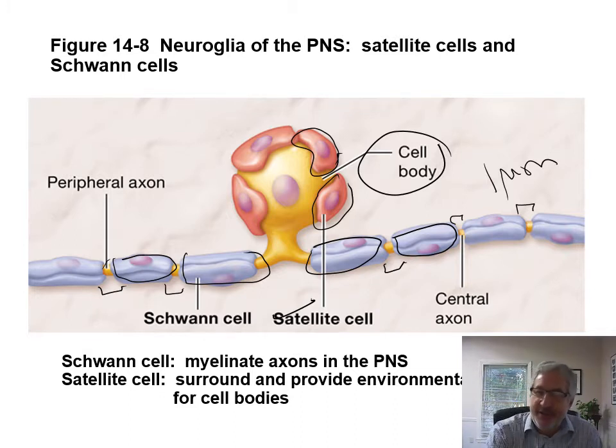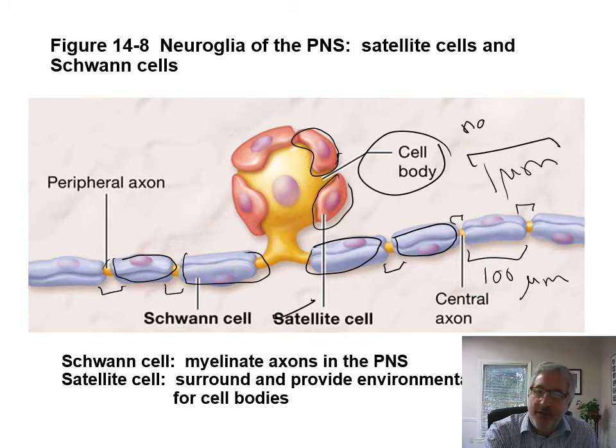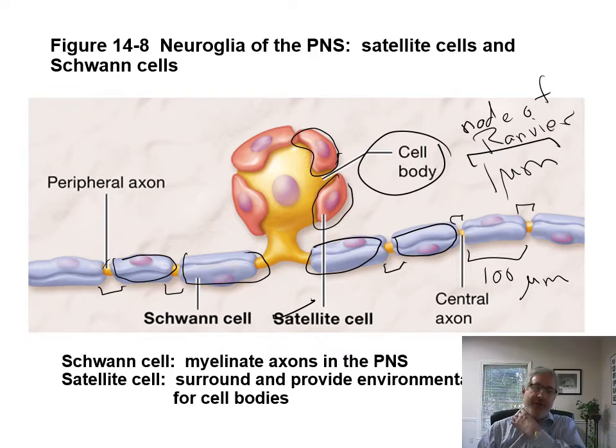The Schwann cell itself is about 100 or so micrometers in length. So these little tiny gaps between each of the Schwann cells, each one is called a node of Ranvier, R-A-N-V-I-E-R. So you have to know that. We're going to go through it here in a second. I just want to point it out on this slide.